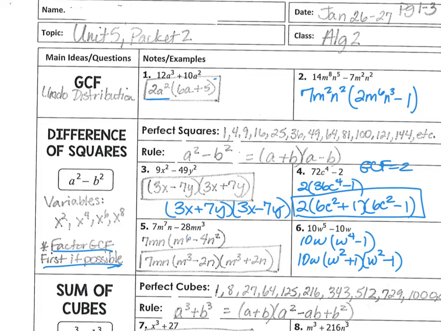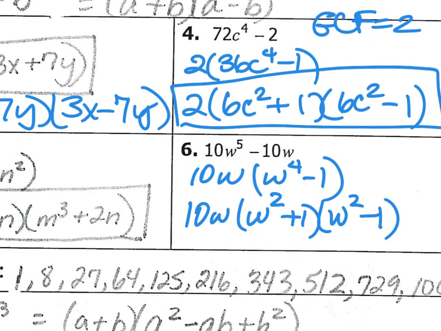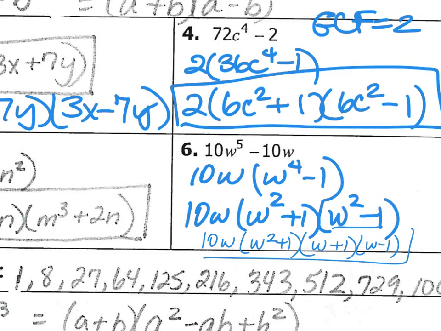Okay? Now, this is where I said sometimes you have an extra step. So if I look at this problem, this second set of parentheses is still a perfect square separated by a minus, because w squared is a perfect square and 1 is a perfect square. So I've got to factor again. So I've got 10w, w squared plus 1. There is no factoring for perfect squares separated by a positive, so that one's going to stay the same. And then this is going to split up into w plus 1, w minus 1. And that is your final answer.